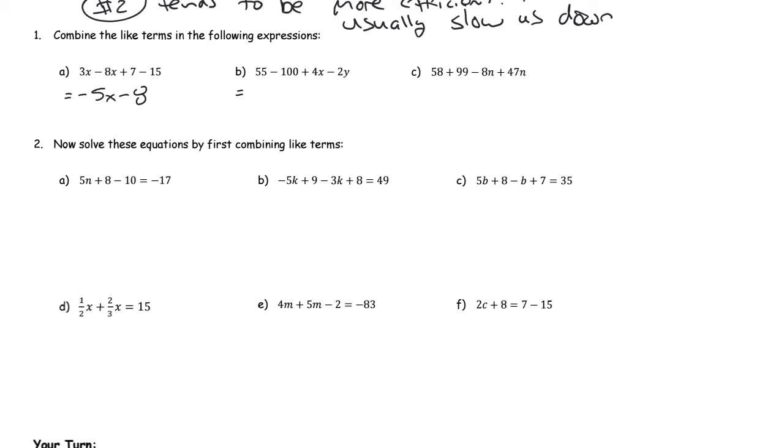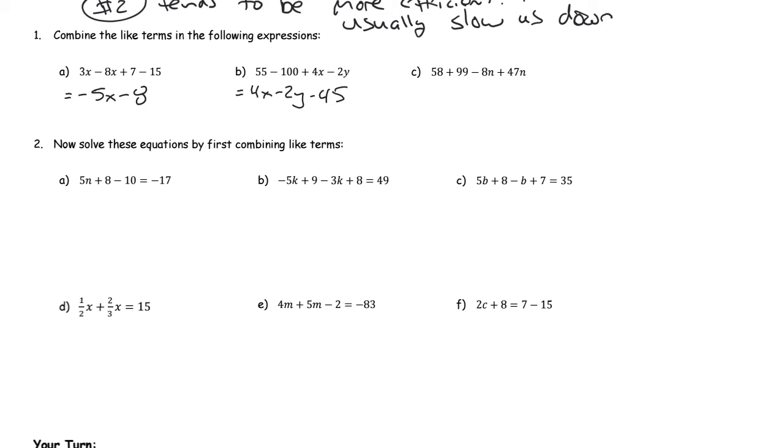notice I've got a 4x and a negative 2y, and I actually can't do anything with those two. That's it. But I can put 55 and negative 100 together, and that's going to get me negative 45. But that's about all I can do. There's really nothing else that I can put together there.